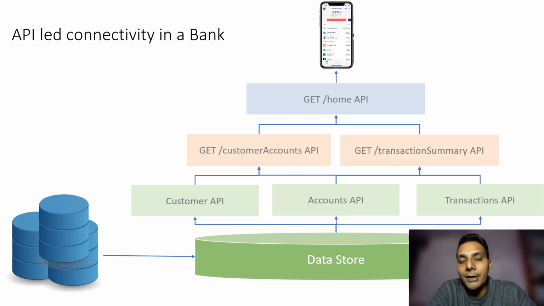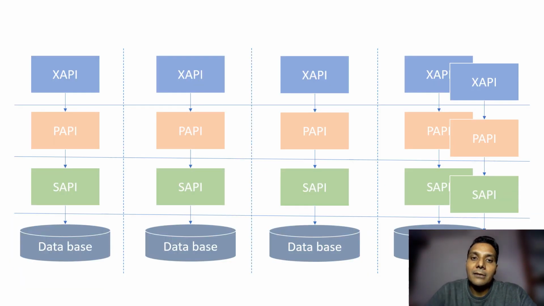So when the customer logs into the mobile app, on the homepage they see a summary which includes a summary of customer accounts and a summary of all the transactions done by the customer in the last 1 day. So get home API is the experience API, and customer accounts API and transaction summary API are process APIs. So this pattern was followed rigorously in the organization, and slowly it became a standard.